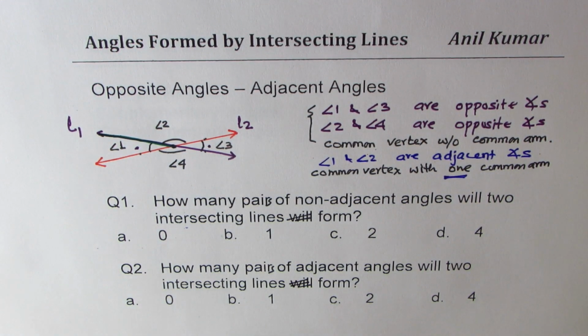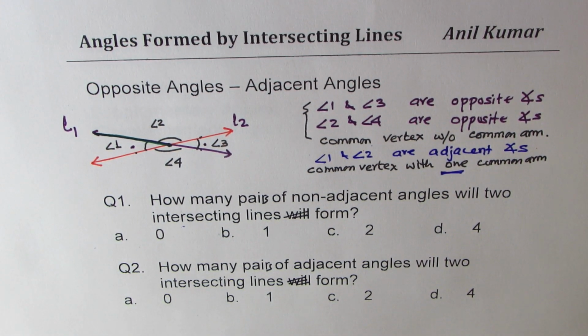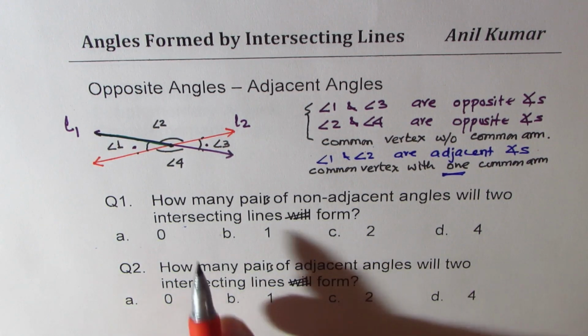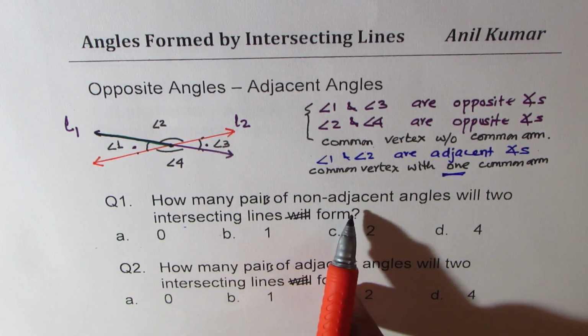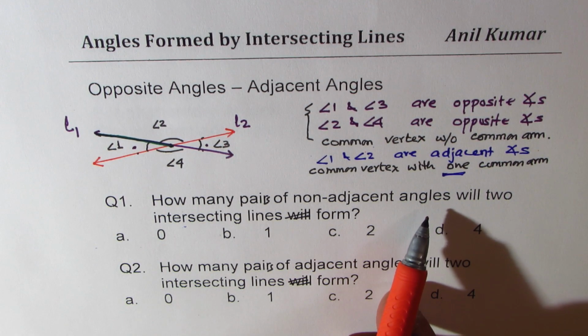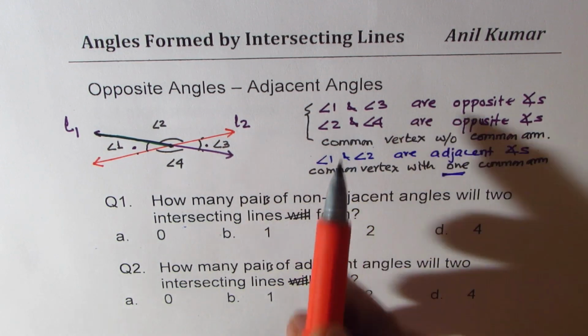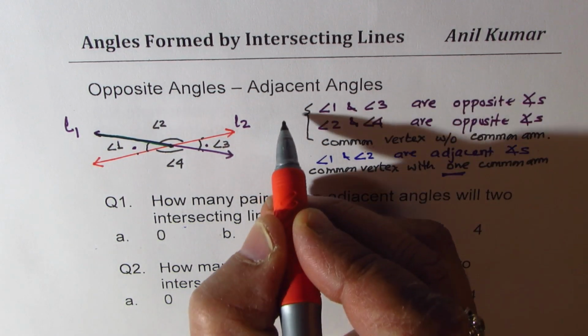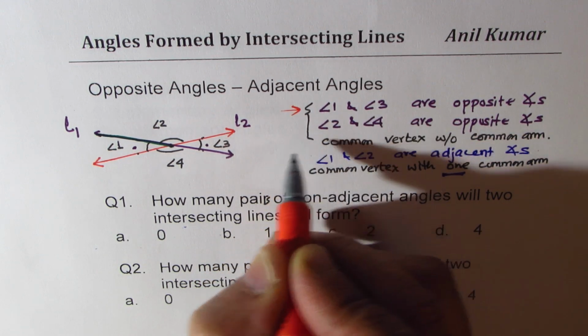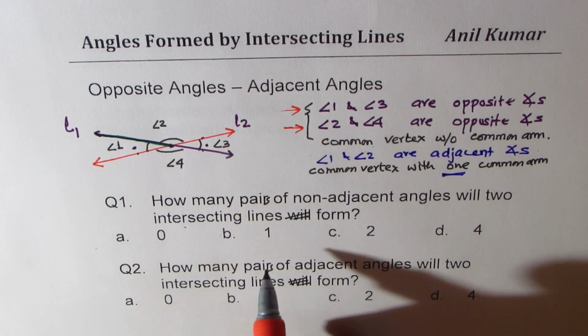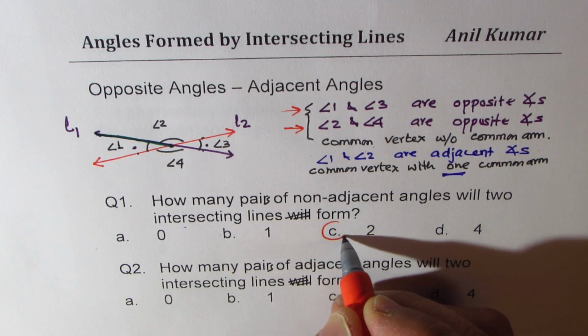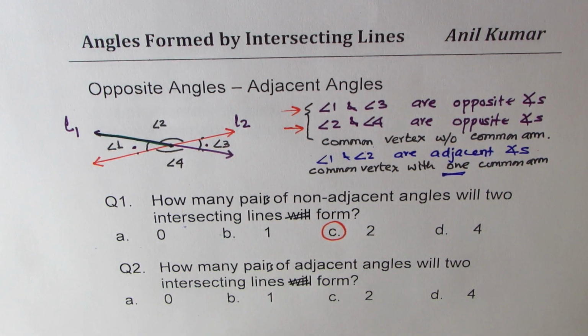Now here is my answer. For the first one, how many pairs of non-adjacent angles? Non-adjacent, as we discussed, we have two pairs, right? So this is one pair, and then we have the second pair. So the answer here is 2. Correct? So there are two non-adjacent pairs of angles.